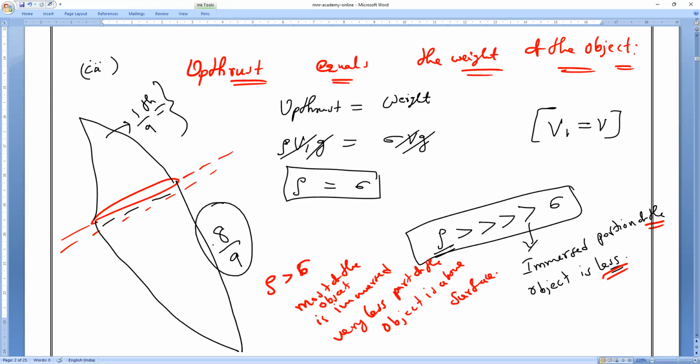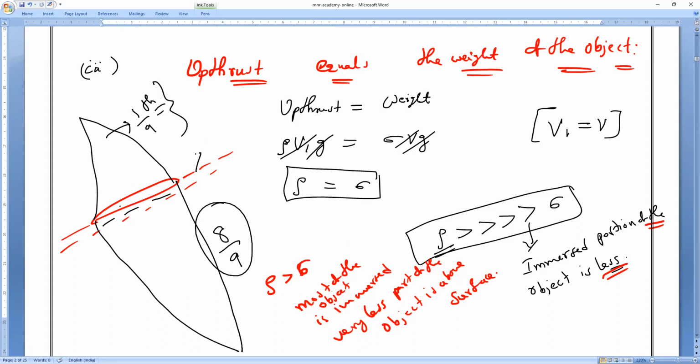So if I cut the entire iceberg into 9 parts, the visible part for us, which looks like it is floating, is just 1 by 9th of the part. The remaining 8 by 9 parts of the iceberg are inside the water. Sir, why is the majority of the body inside?